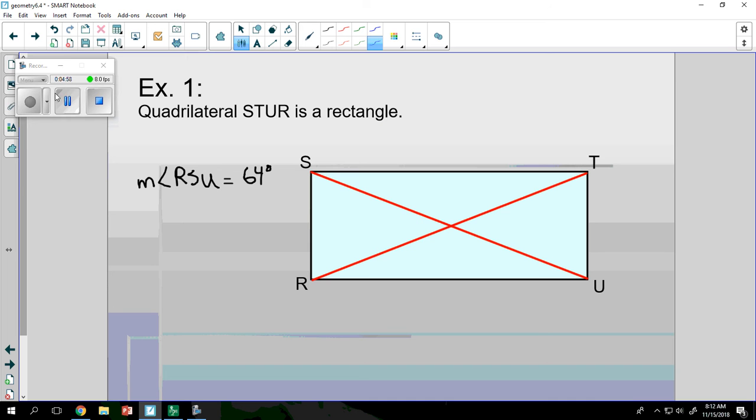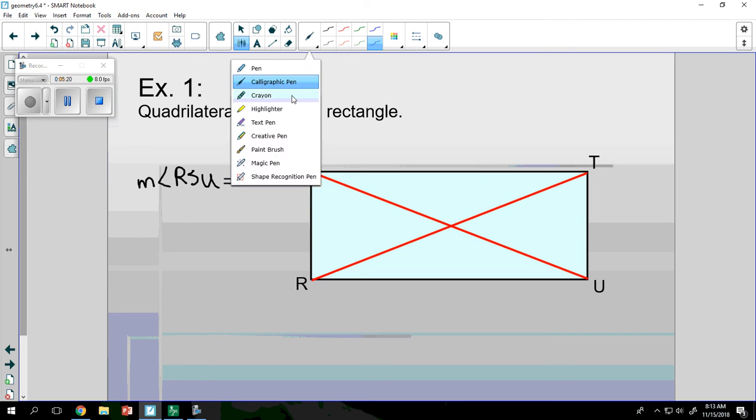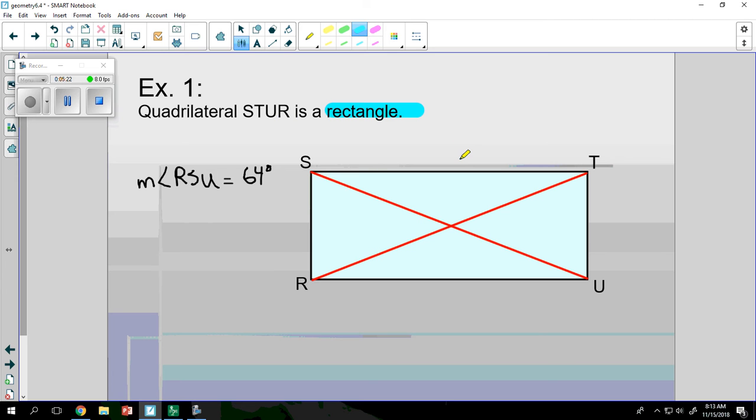And with that, we are ready to start solving for some missing things. So for example 1, go ahead and write quadrilateral STUR is a rectangle. And again, just a word of caution, make sure that we are not making assumptions about what things are. If it doesn't tell you it's a rectangle or you don't have some evidence of that, you shouldn't be able to use those properties. But in this case, I'm just telling you that's what it is, so we can use all those properties.